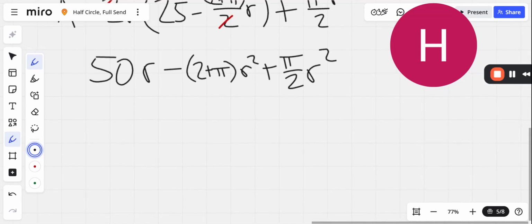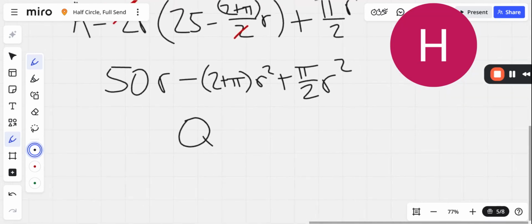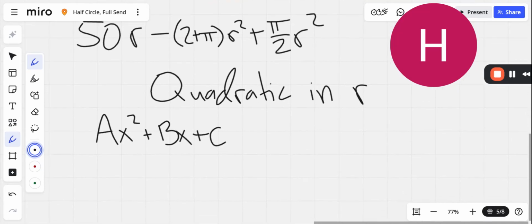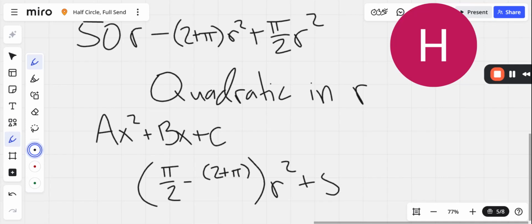So what can we do with this? We can treat it like a quadratic. It doesn't yet look obvious to a quadratic, but this is a quadratic in R. If we treat R like the x, we can put this in ax squared plus bx plus c kind of format, but using R. And when we do that, what is our coefficient? Well, our coefficient is going to be pi over 2 minus the quantity 2 plus pi. Not over 2. We're going to have to get a common denominator, though, for that. With r squared plus 50r.